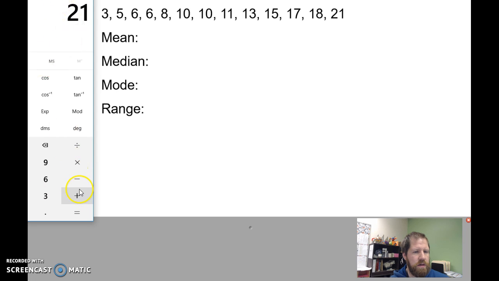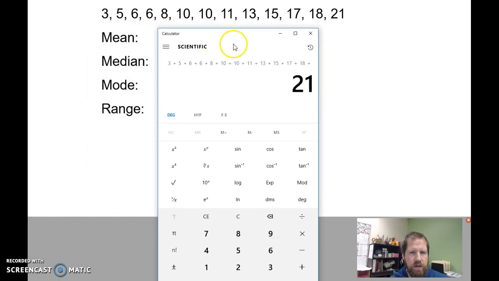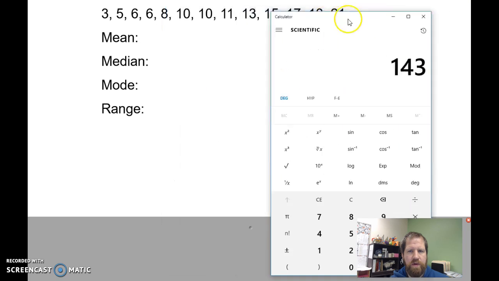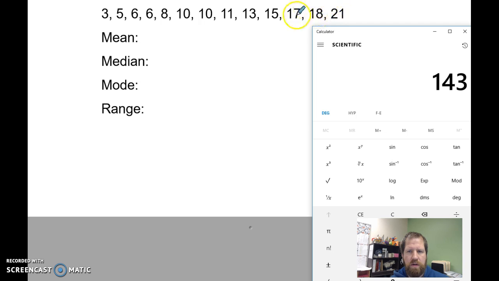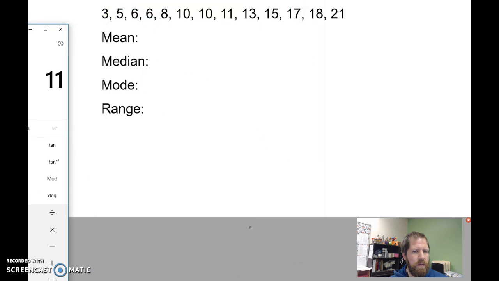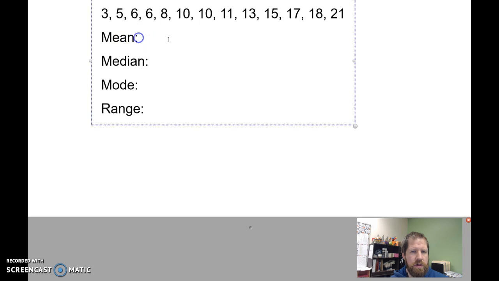And I can look actually to make sure I got them all. 3, 5, 6, 6, 8, 10, 10, 11, 13, 15, 17, 18, 21. Alright, I've got all of my values. And that equals 143. And I have 1, 2, 3, 4, 5, 6, 7, 8, 9, 10, 11, 12, 13 values. So 143 divided by 13 is 11. So 11 is going to be my mean. Right? I'll actually just type it in here. So my mean is 11.